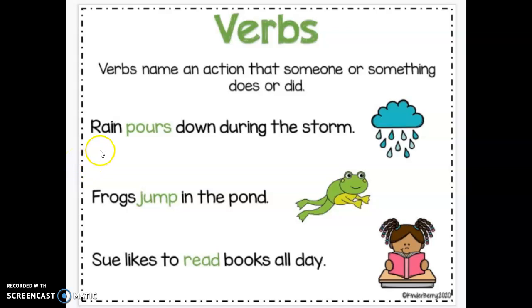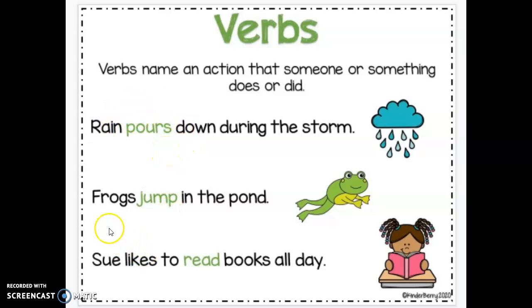Let's do a couple together. Let's read the first one. Rain pours down during the storm. I have to figure out someone or something and their action. Oh, I see. The rain does something. What does the rain do? What action? It pours. So pours is our verb.